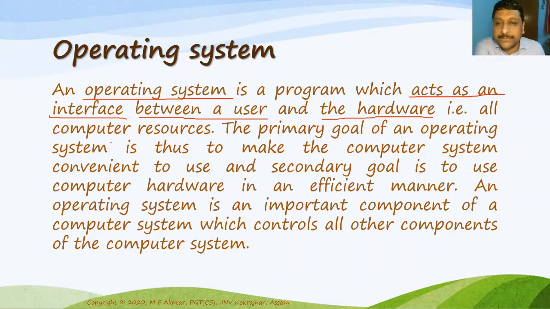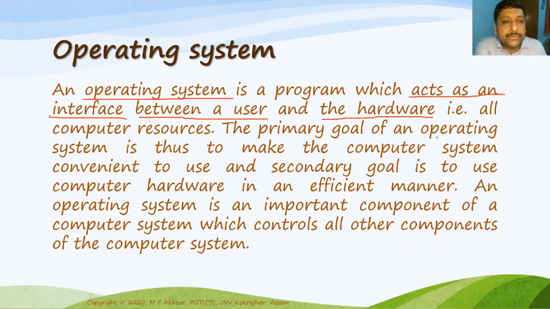In the background it is doing so many tasks, and those tasks concern all the computer resources. Hardware means all the computer resources. What are the resources in terms of computers? For example, input devices, output devices, printer, keyboard, mouse, joystick, plotter, internet, everything. These are known as resources.